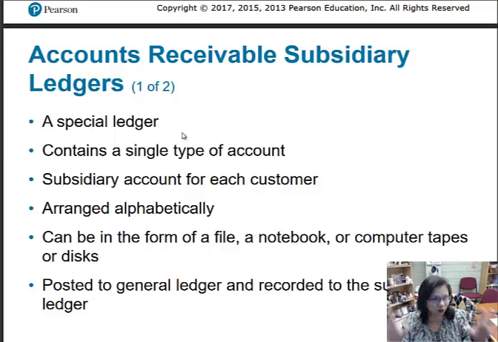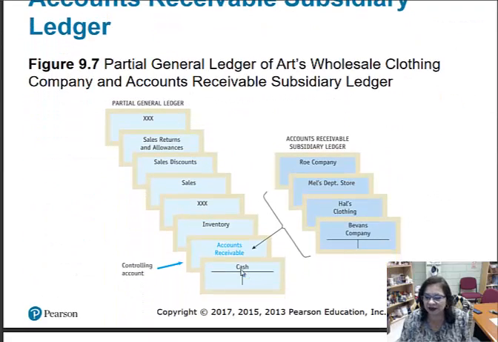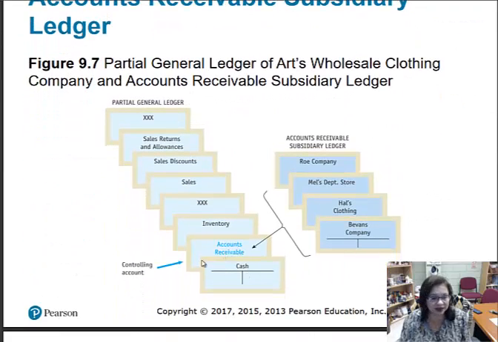Don't worry. It'll be easier when I demonstrate it and when I talk about it here. So again, this is what we're doing, and they're posted to the general ledger as well. So here we go. The accounts receivable subsidiary is this right here, accounts receivable. As I said, this is your controlling account. This is where you're going to get the totals of all of these people owing you money.